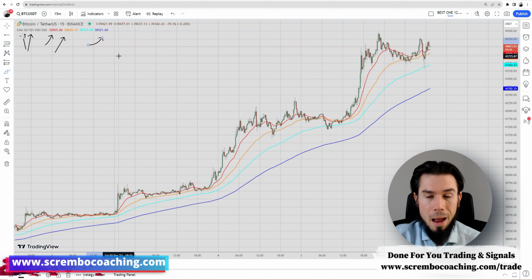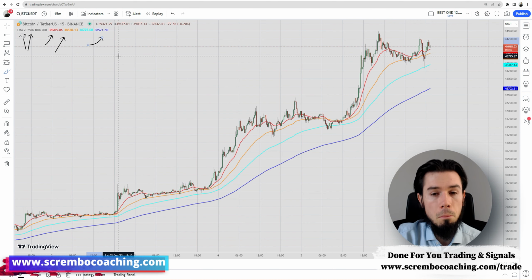So what we care about is that the market must be in an uptrend, which means that we're not looking for the bearish cycles, for when the bull market ends and we're starting a bear market cycle.